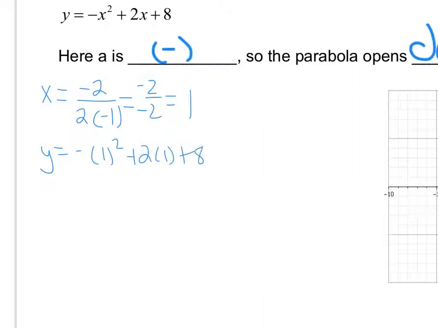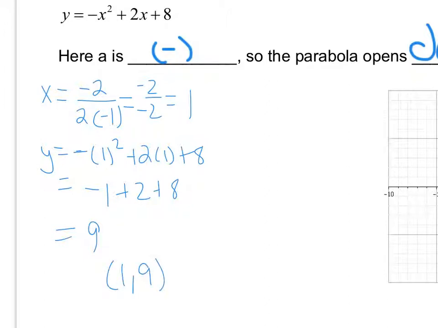Okay, I want to stop for a second, point something out. See how this is negative x squared? Well, see how I have the negative outside of what's being squared? That's what you need to do. That's a common mistake made, okay? So this is going to be negative 1 plus 2 plus 8. So it's going to be 9. So our vertex now is 1 comma 9.